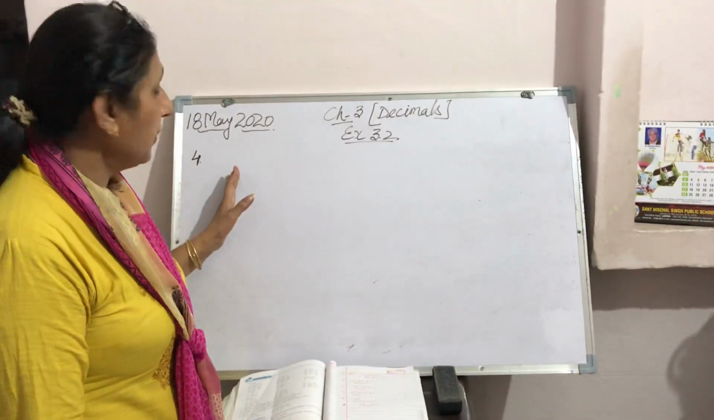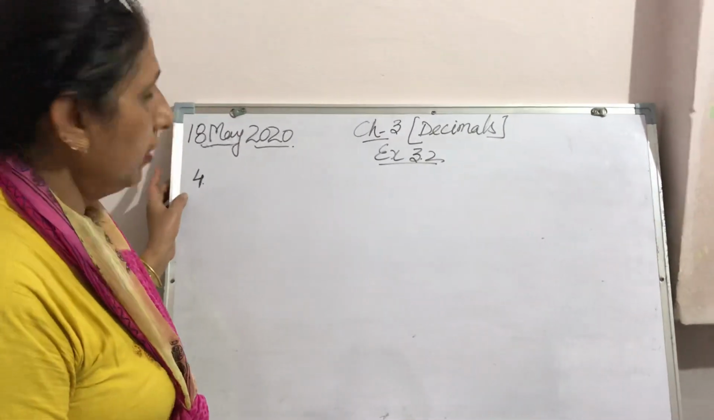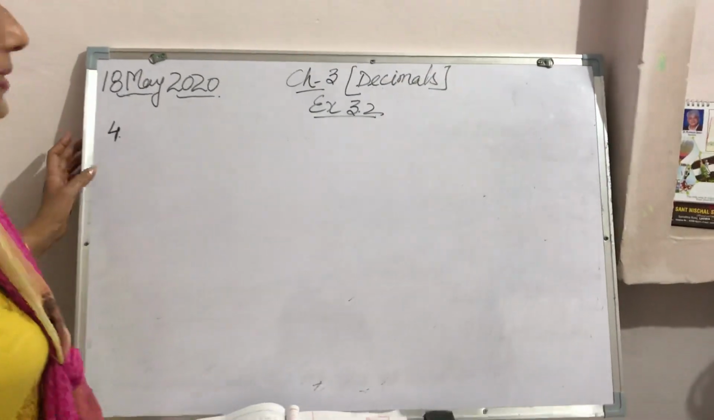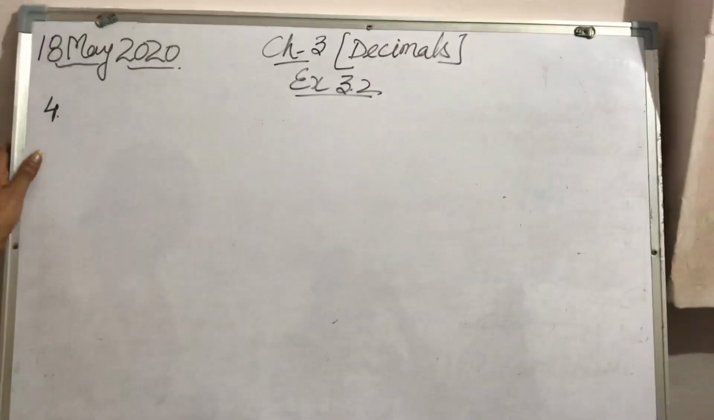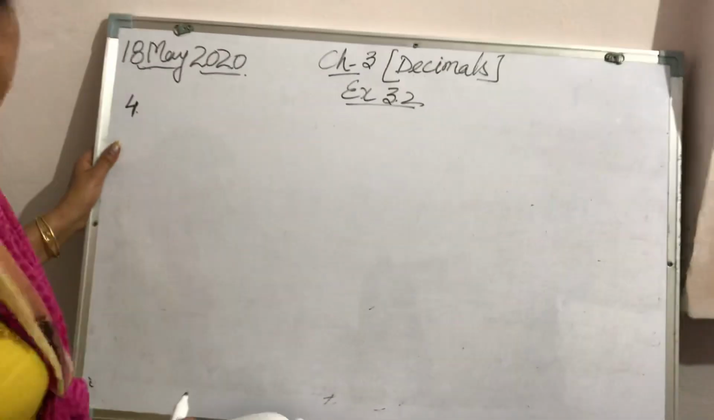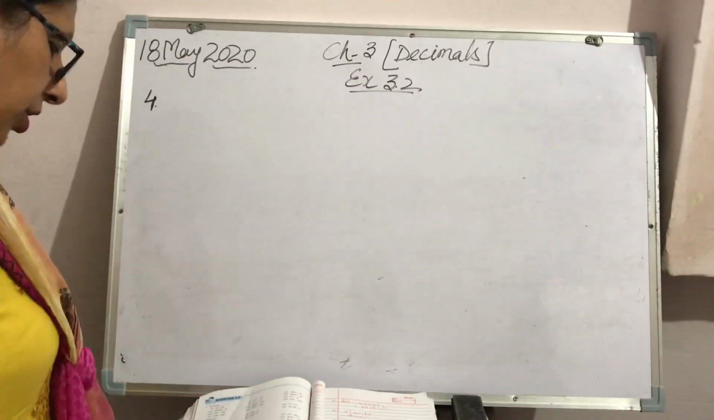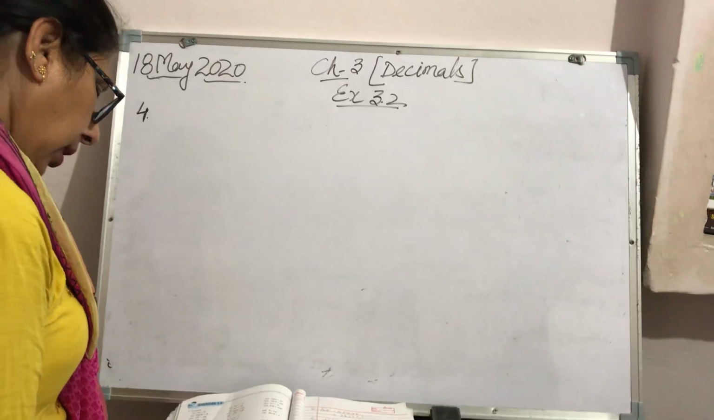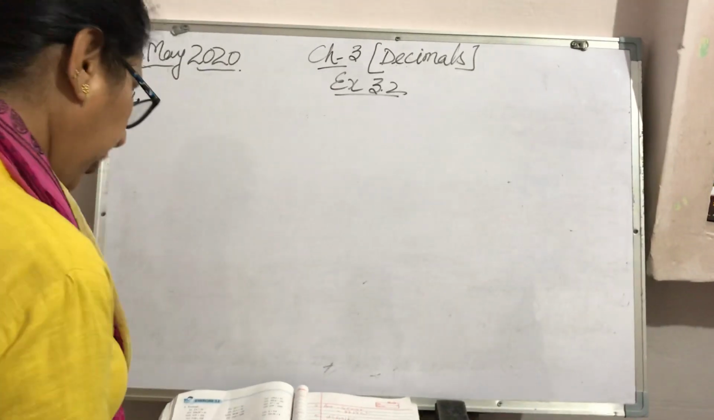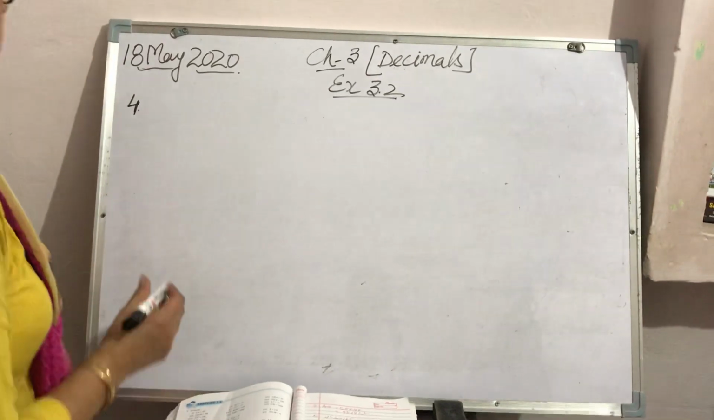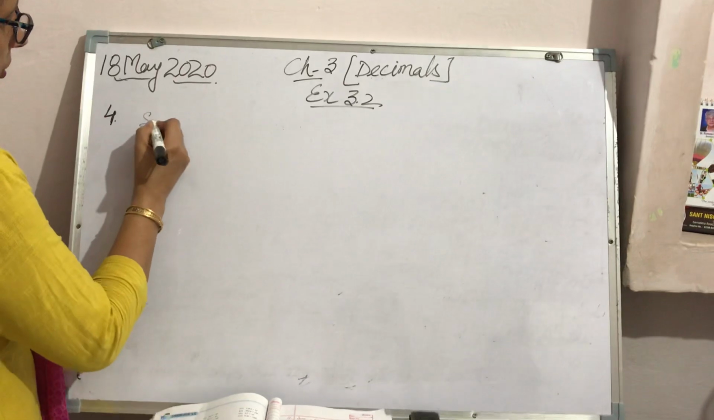We have done that. So today we are going to start question 4. Very simple. Decimal multiplication we have already done. Now we are going to start problem sums of the same exercise. The fourth question: find the area of a square whose side is 5.8 centimeters.